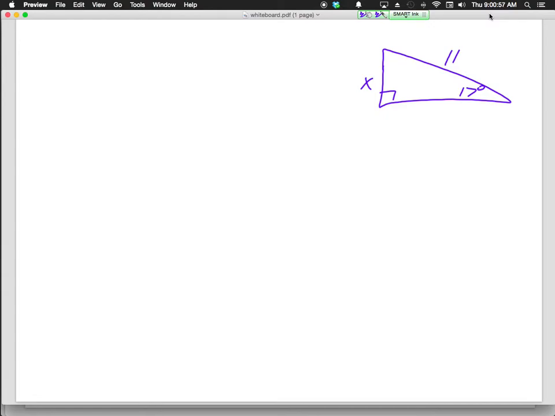What is a trig function? It's a ratio, so I need to set up a ratio to be able to solve for x. So what am I going to do?